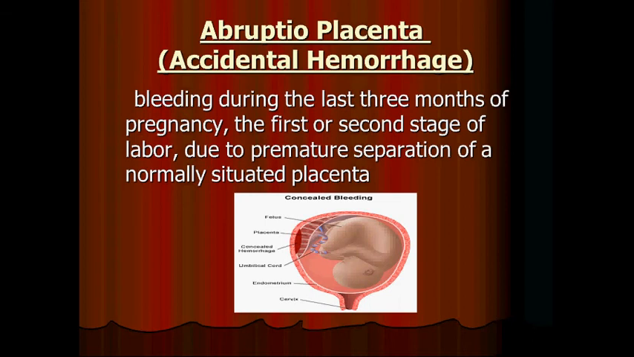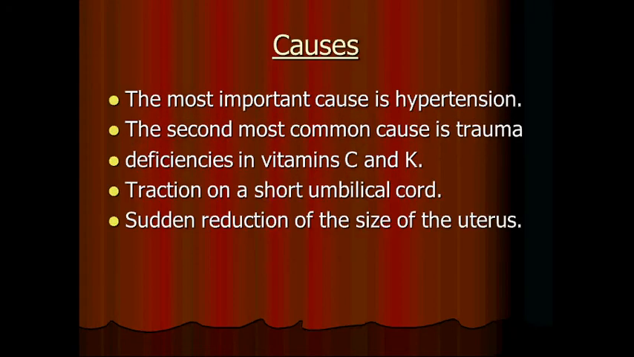Abruptio placenta, accidental hemorrhage: bleeding during the last 3 months of pregnancy, or the first or second stage of labor, due to premature separation of a normally situated placenta. Causes: the most important cause is hypertension. The second most common cause is trauma; deficiencies in vitamins C and K; traction on a short umbilical cord; sudden reduction of the size of the uterus.